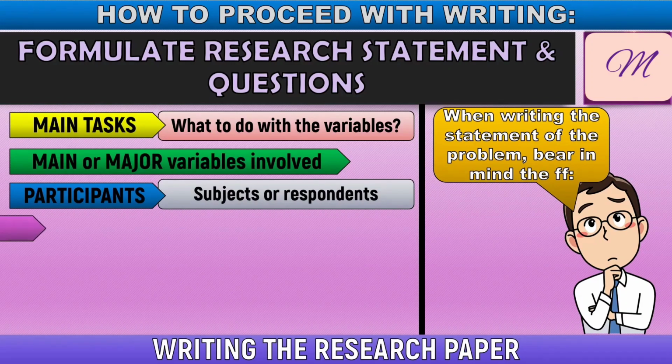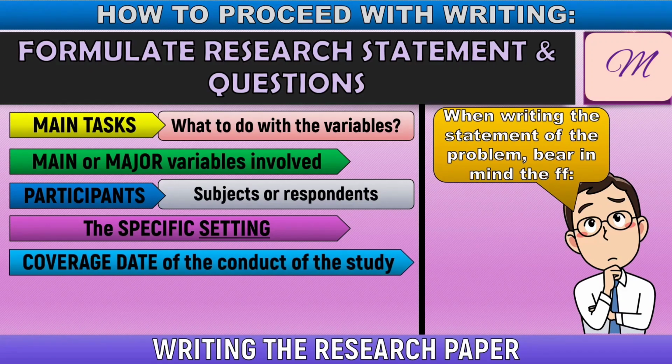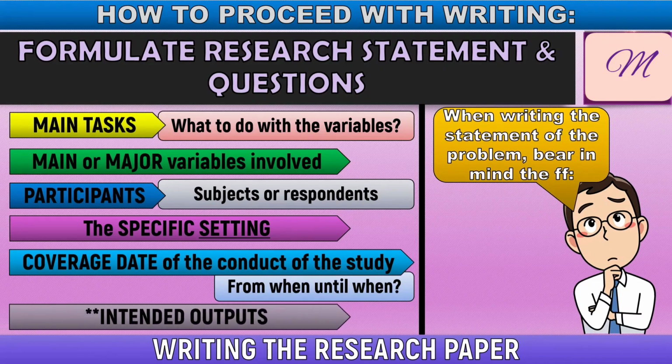After which, you're going to explain the specific setting. Remember earlier, we mentioned that including the specific setting would allow the researcher to identify how the study is specific or narrowed down in terms of research context. Next would be the coverage date of the conduct of the study, which would answer the question from when until when. And last would be the intended outputs. What are the outputs or results that you are expecting at the end of the study?